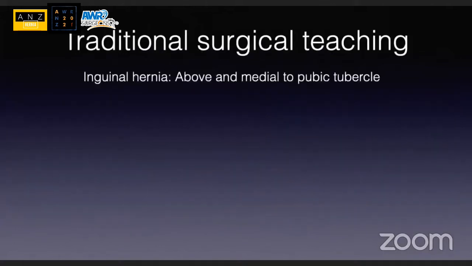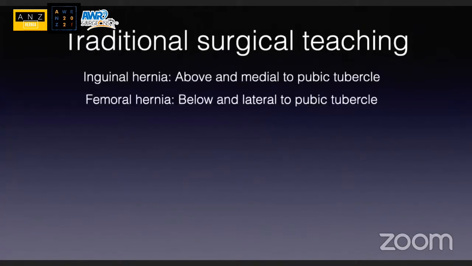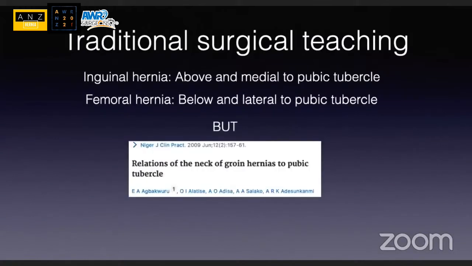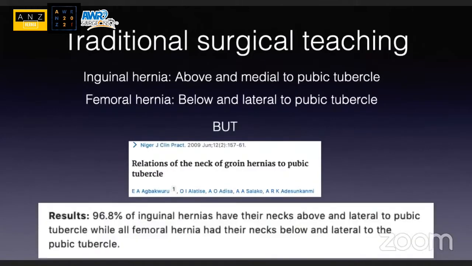The traditional surgical teaching is that an inguinal hernia is above and medial to the pubic tubercle, and the femoral hernia is below and lateral to the pubic tubercle. But we are all taught this. But there are problems with this, both as a surgical trainee and subsequently as a radiologist. And there are some surgical papers now that are questioning this little content.